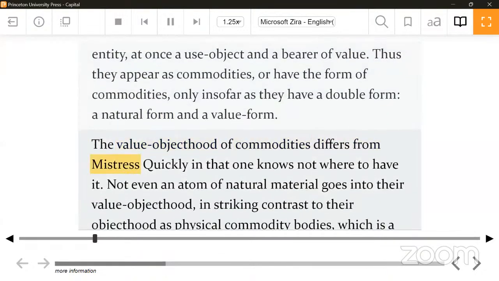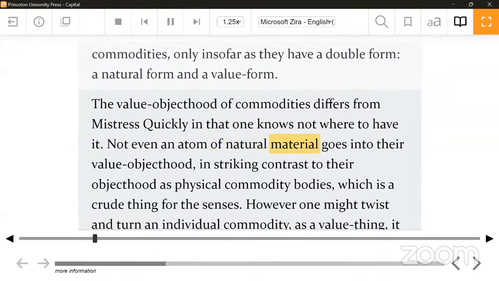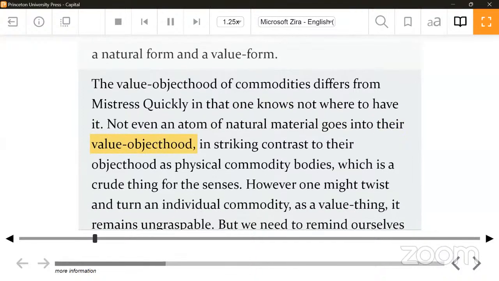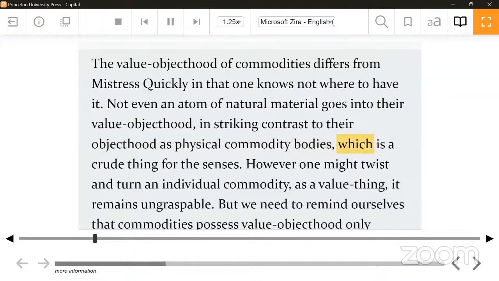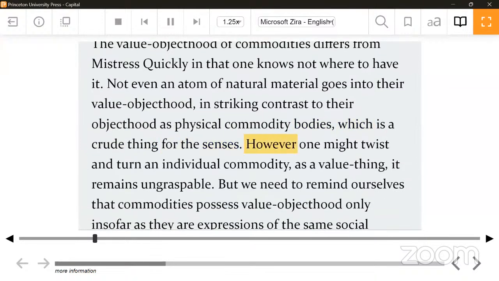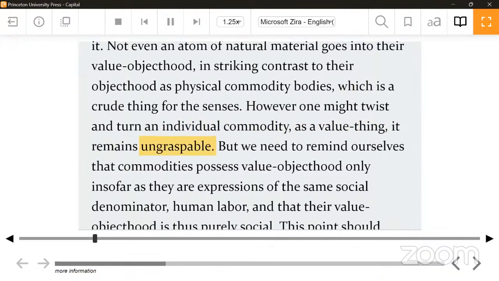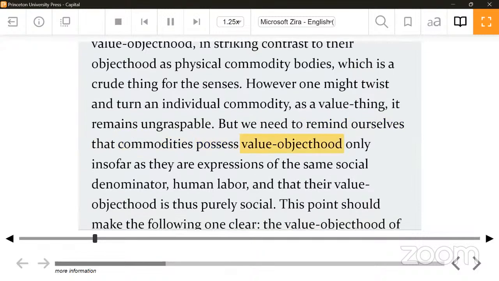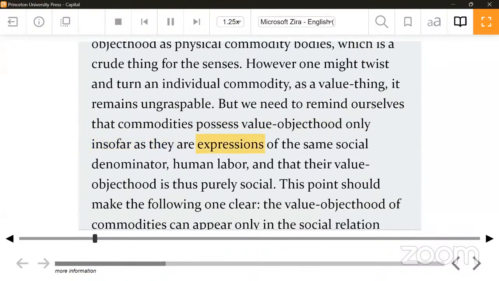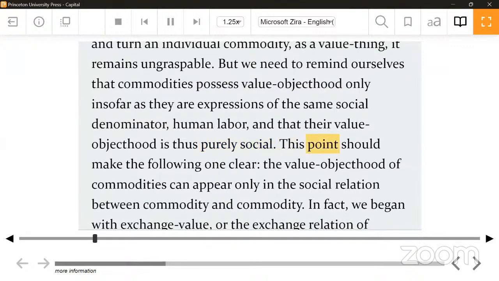The value objecthood of commodities differs from Mistress Quickly in that one knows not where to have it. Not even an atom of natural material goes into their value objecthood, in striking contrast to their objecthood as physical commodity bodies, which is a crude thing for the senses. However one might twist and turn an individual commodity, as a value thing, it remains ungraspable. But we need to remind ourselves that commodities possess value objecthood only insofar as they are expressions of the same social denominator, human labor, and that their value objecthood is thus purely social.